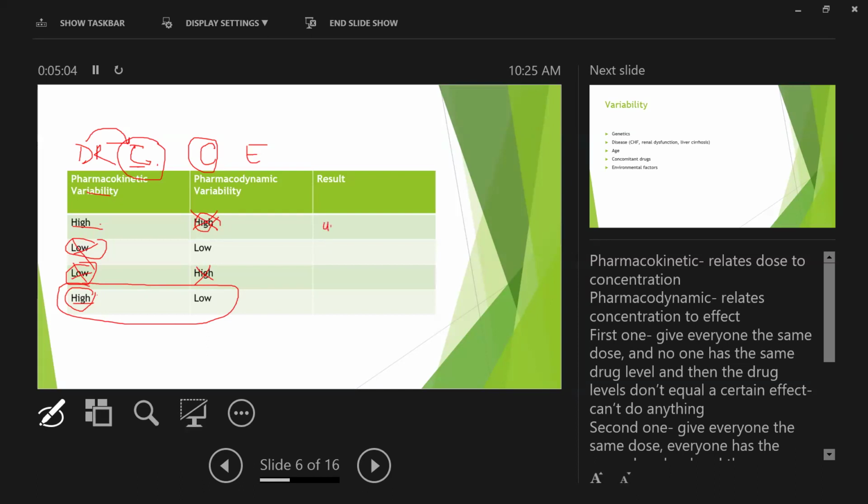If this is the case, it's totally unpredictable. I can't probably do this with a mouse. Unpredictable, even with the concentrations. If both of these are low, we're definitely going to be able to predict it without getting a concentration. With this one, we would get a concentration that we could predict, but again, it wouldn't be able to help us predict the effect. So this is unpredictable too.